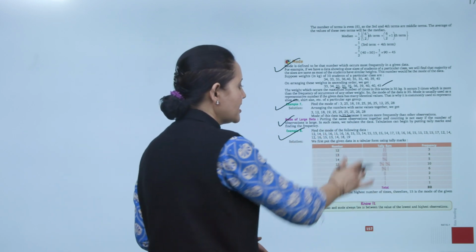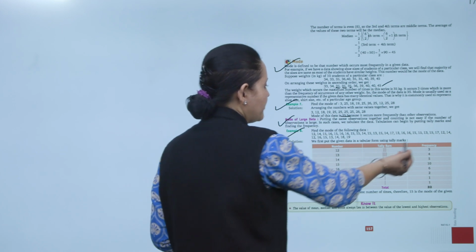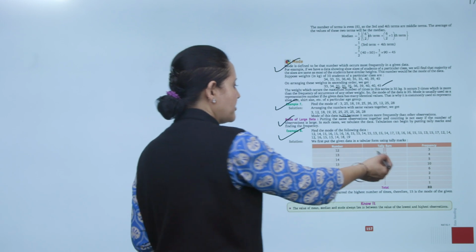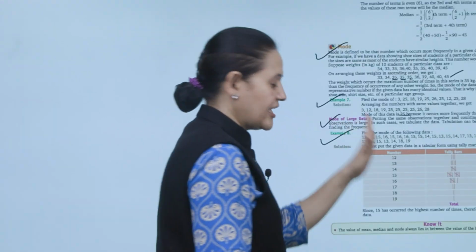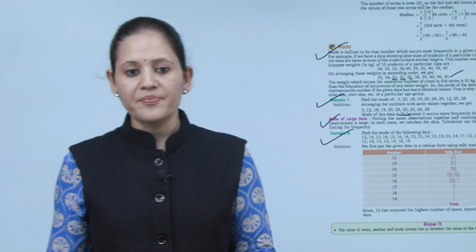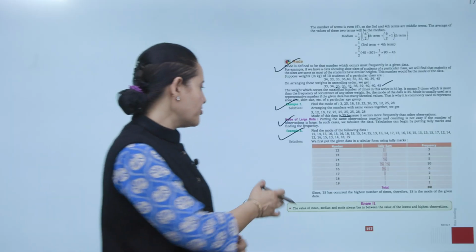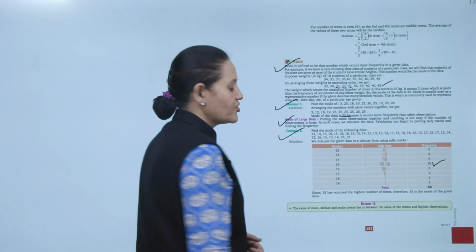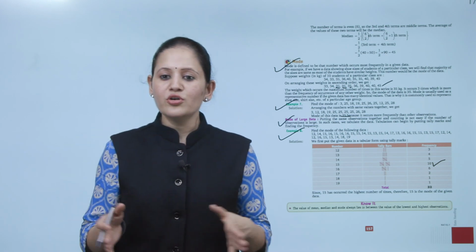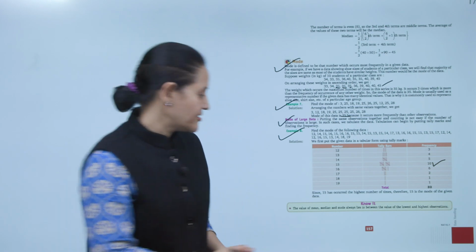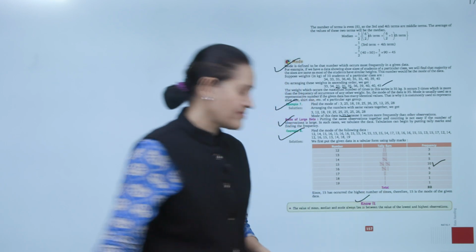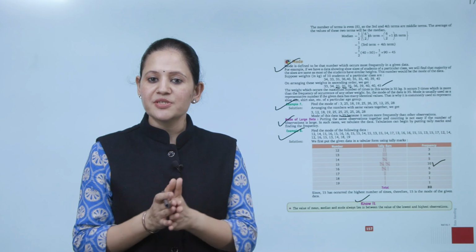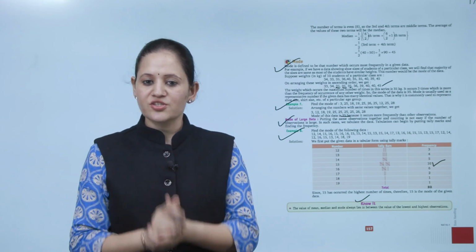Here are the numbers, tally bars and frequency. Number 12 occurs 3 times. So 3 tally bars and the frequency is 3. Like this we'll make the frequency table. So here you can see number 15 occurs the highest number of times. So that is the mode of the given data. Know it. The value of mean, median and mode always lies between the value of the lowest and highest observation.